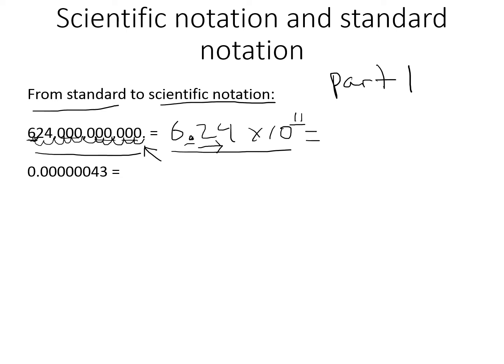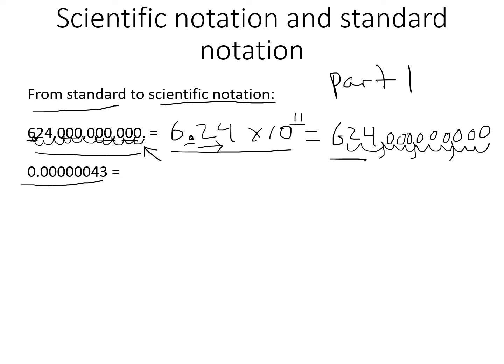Did I do it right? Let's see. 6, 2, 4. And to do this math, I would take this decimal here and move it to the right 11 spaces. So starting here, 1, 2, 3, 4, 5, 6, 7, 8, 9, 10, 11. There it is. Now I'll fill in the zeros. 1, 2, 3, comma, 1, 2, 3, comma, 1, 2, 3, comma. Did I get it right? I did. 624 billion. Great.